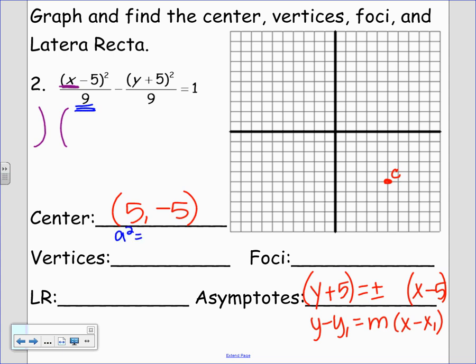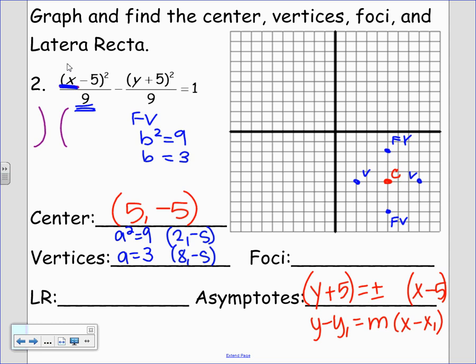So a squared equals 9. So a equals 3. It's under the x. So that means I go left or right 3 to find my vertices. That's a vertex, that's a vertex. So those are the points 2, negative 5 and 8, negative 5. Fantastic. My fake vertices deal with b squared. B squared is also 9. So b is 3. So 1, 2, 3. There's a fake vertex. 1, 2, 3. There's a fake vertex.